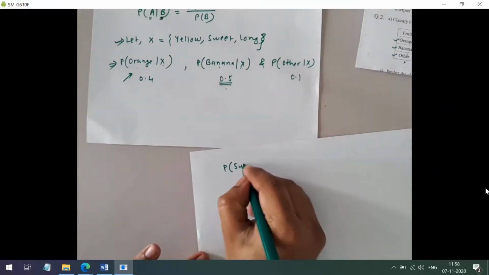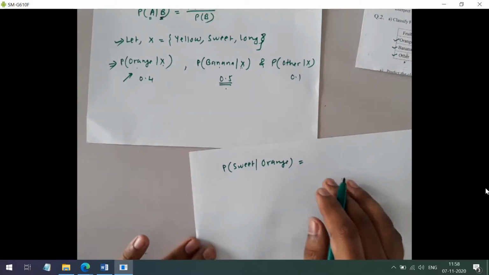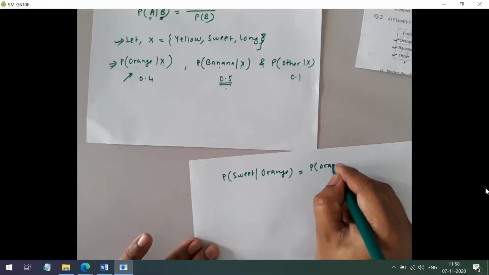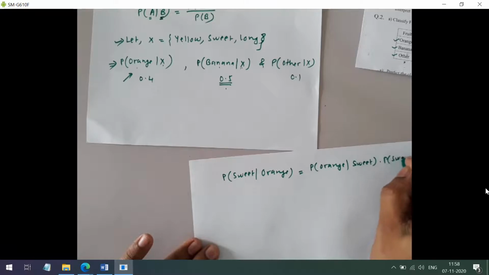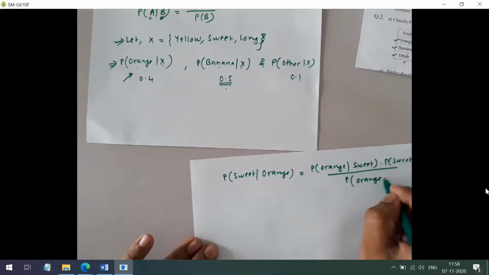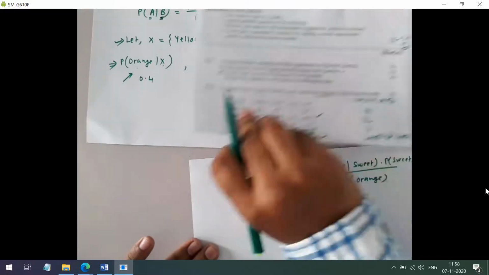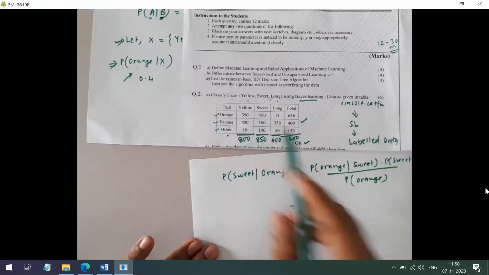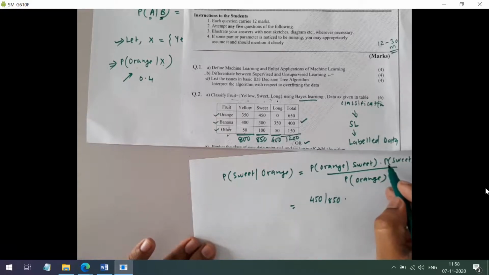Probability of sweet given orange. Again we will apply the Bayesian classifier equation, that is probability of orange given sweet into probability of sweet divided by probability of orange. Now what is the probability of orange given sweet? How many sweet fruits are there? 850. Out of 850, how many oranges are there? That is 450. So 450 divided by 850 into, what is the probability of sweet?